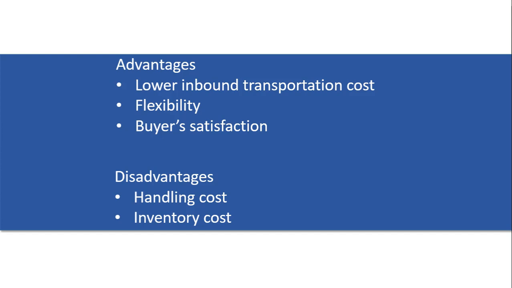Shipments via distribution center has advantages like lower inbound transportation cost, because the large quantities of product received from the supplier really reduce the cost. The flexibility offered by this type of transportation network is very high, because buyers and suppliers not needing coordination are very flexible, thus also offering satisfaction to the buyer. On the disadvantages, the transportation network has a high inventory cost and also has a high handling cost at the distribution center.